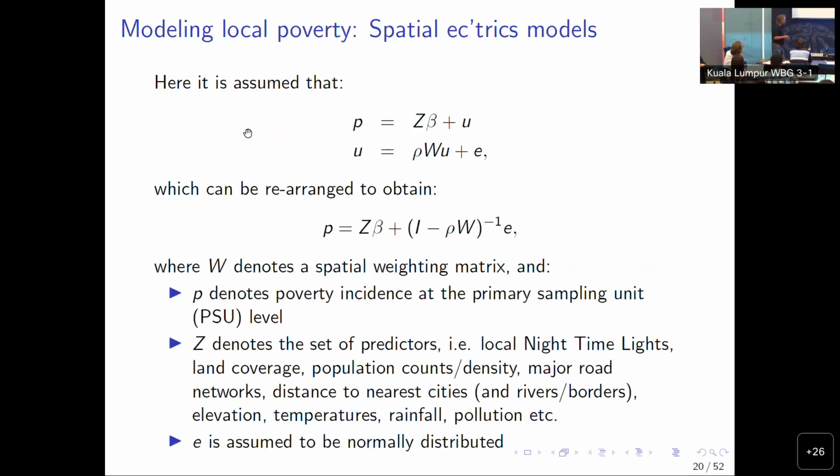Okay, in a nutshell, now the unit of observation is no longer the household. The unit of observation is a village. Think of it as a village, a location.